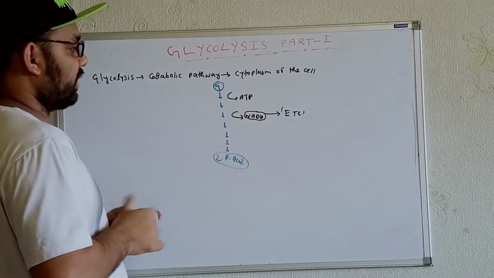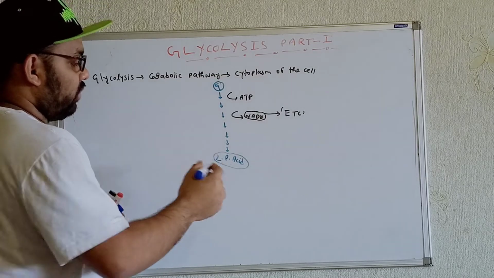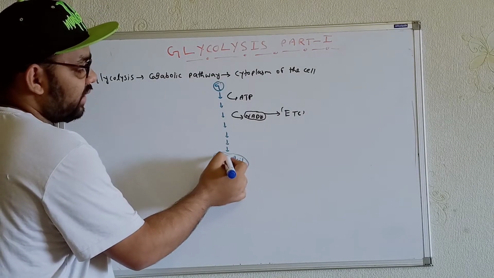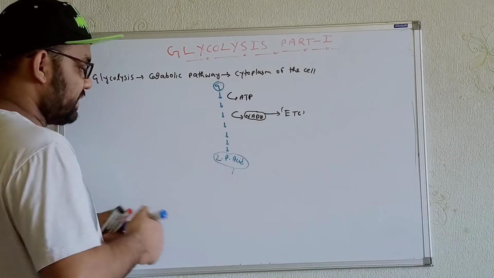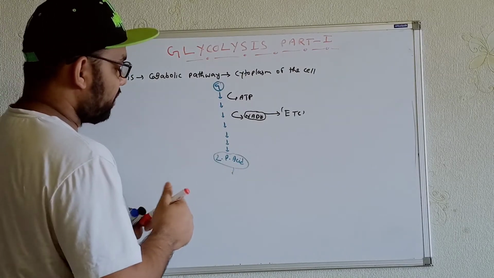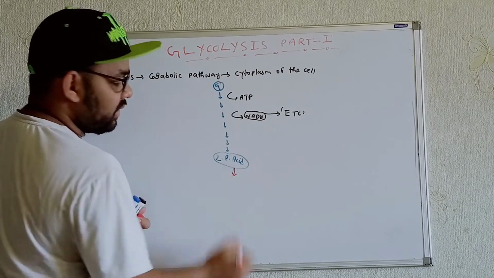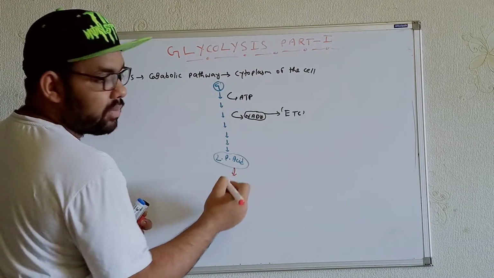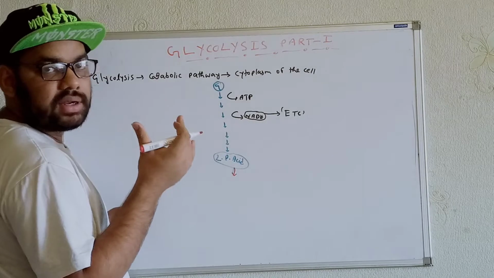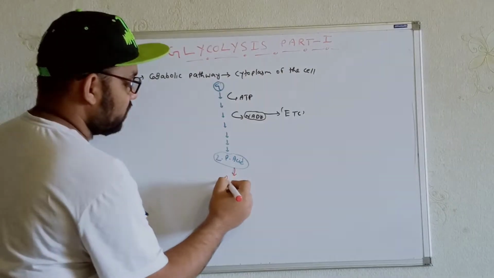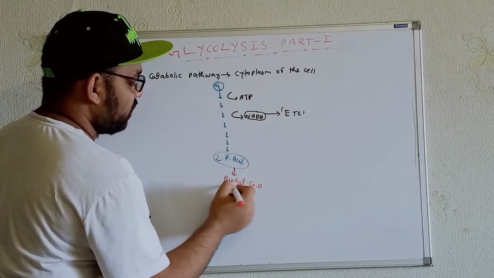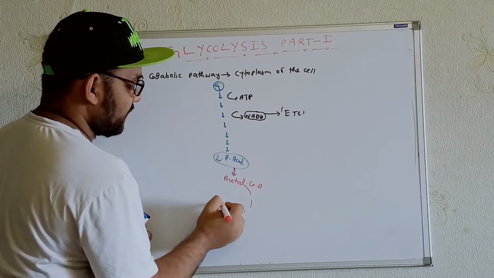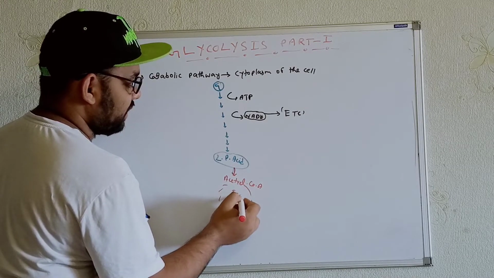Now see, whenever this pyruvic acid comes over here, it will be the initiator molecule for conducting the TCA cycle. Try to understand, whenever we get the pyruvic acid, after that it will get converted into acetyl CoA, and then it will go into the TCA cycle, or we can say Krebs cycle.